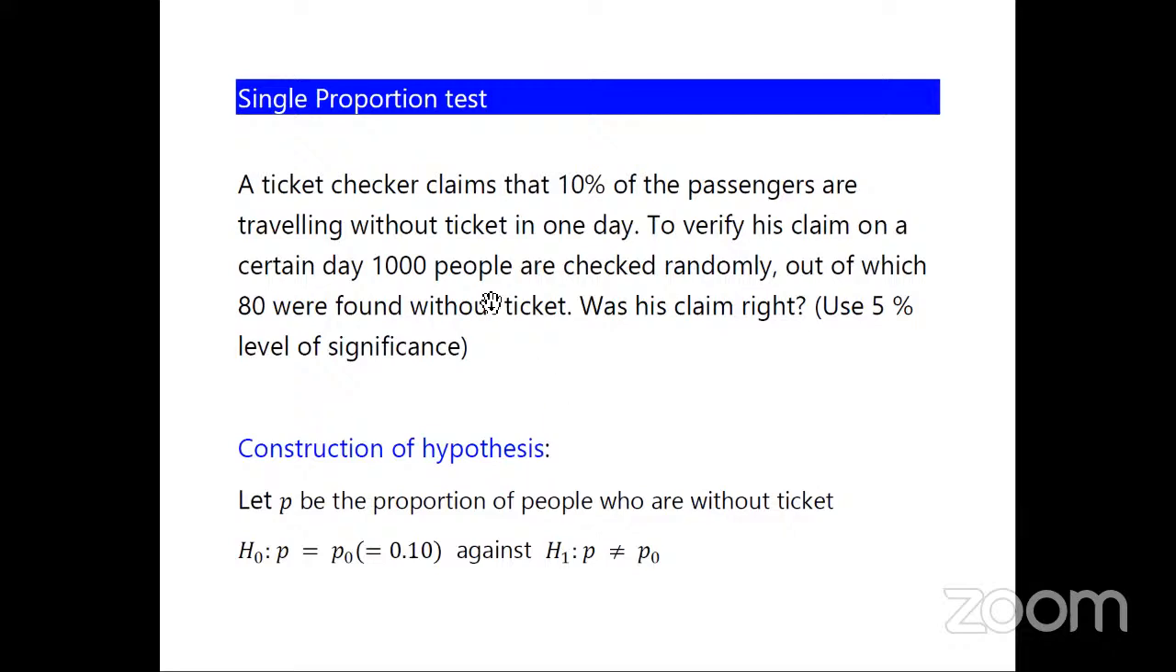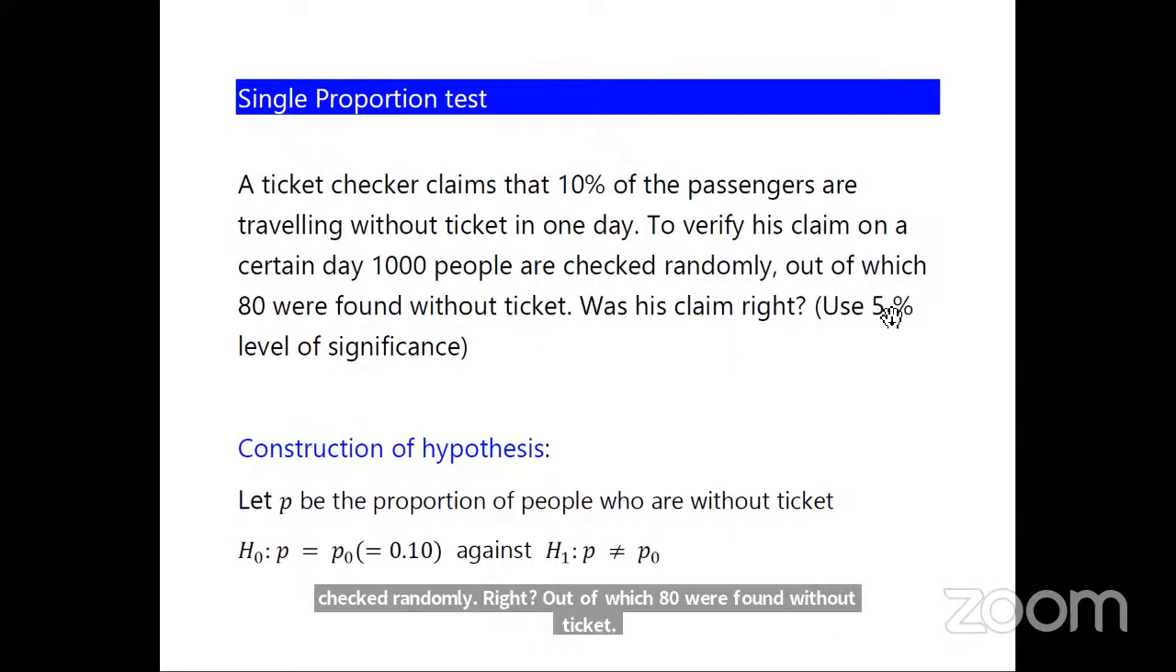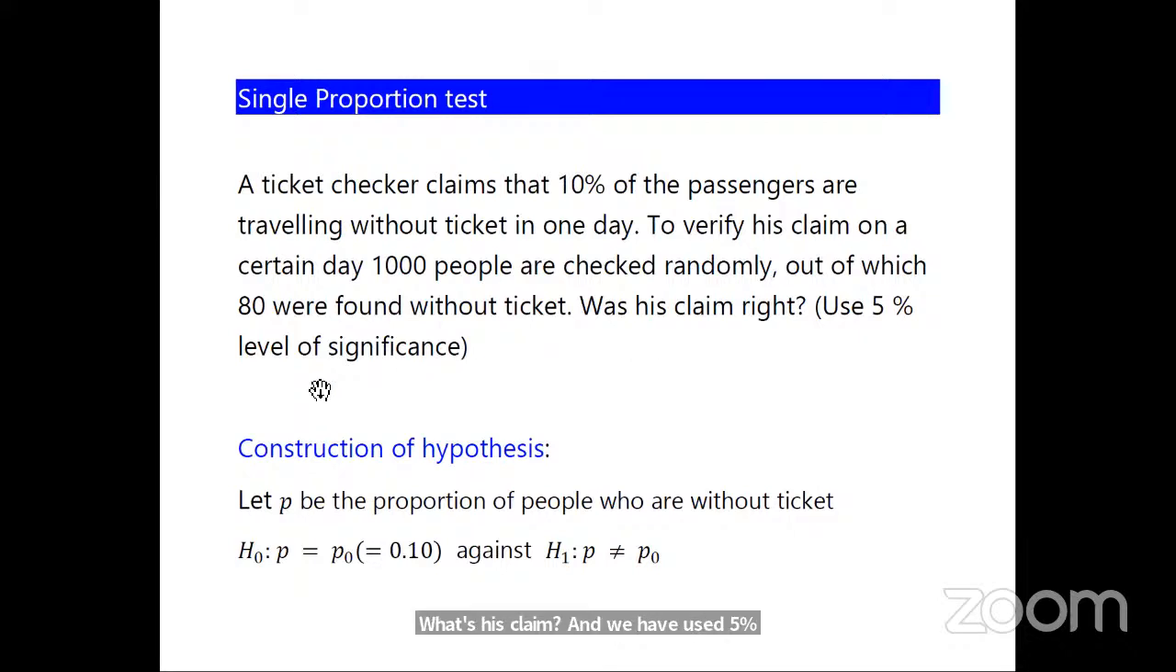Right. So let's take one actual example. A ticket checker claims that 10% of the passengers are traveling without ticket in one day, right? To verify his claim on a certain day, 1000 people are checked randomly, out of which 80 were found without ticket. Was his claim right? And we have to use 5% level of significance. Now, let's read the example again and understand it.